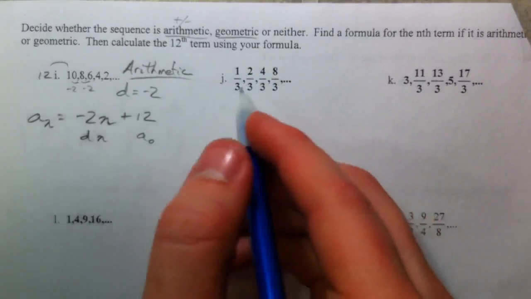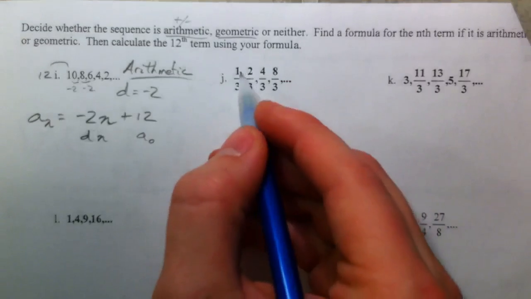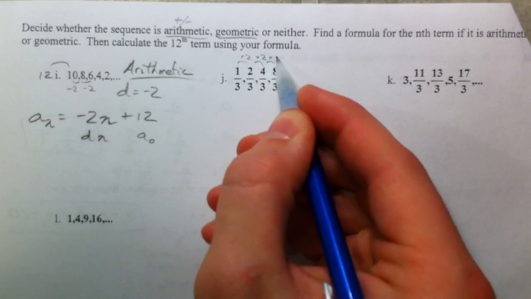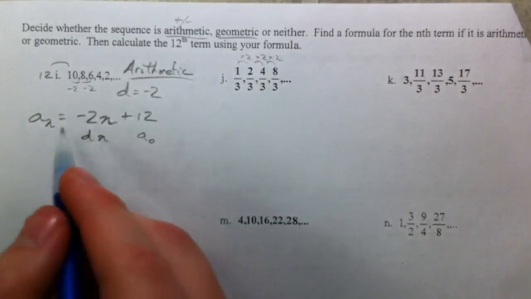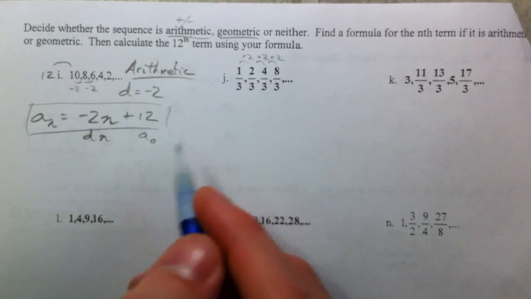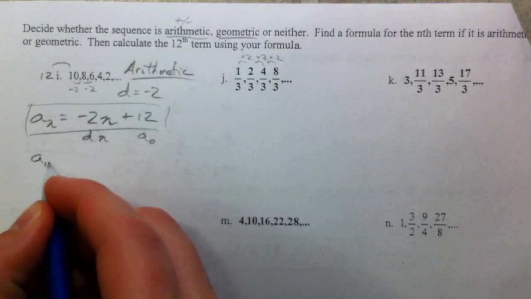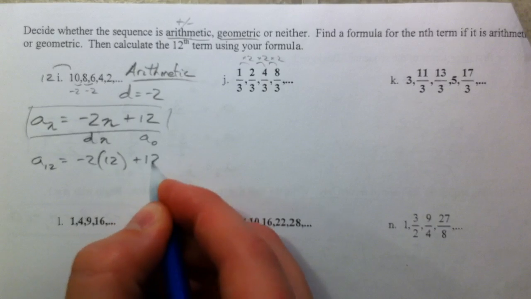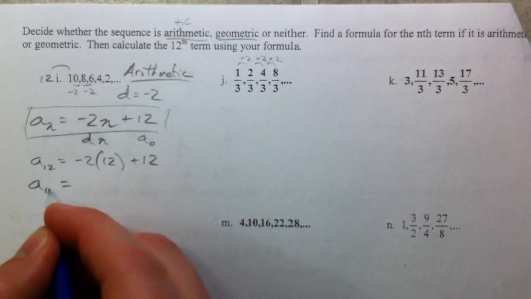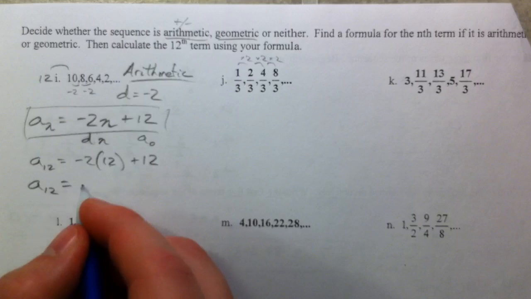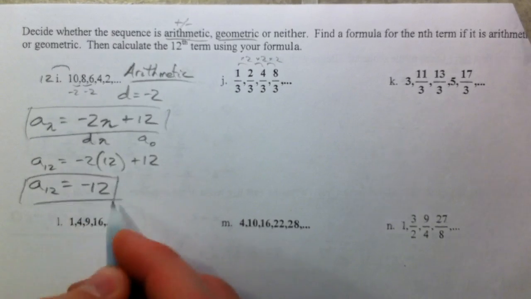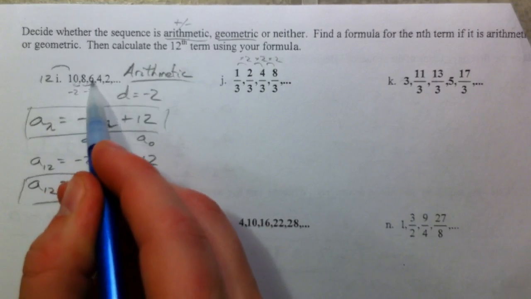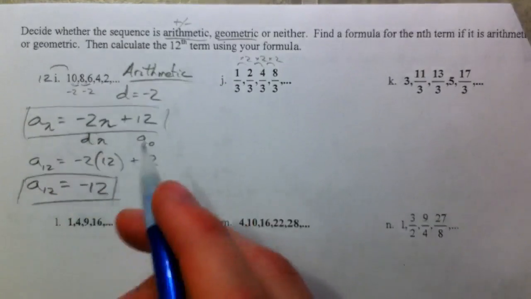In this one, 3's are staying the same, but the top is being multiplied by 2 every single time. I found the nth term equation, and then it's asked to find the 12th term, and so we can plug in negative 2 times 12 plus 12. So the 12th term is negative 24 plus 12, which is negative 12. You can always plug in, just double check your nth term equation, plug in 1, plug in 2, plug in 3, plug in 4, plug in 5 to see if you get those terms.